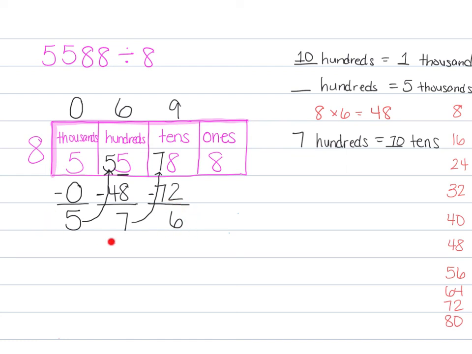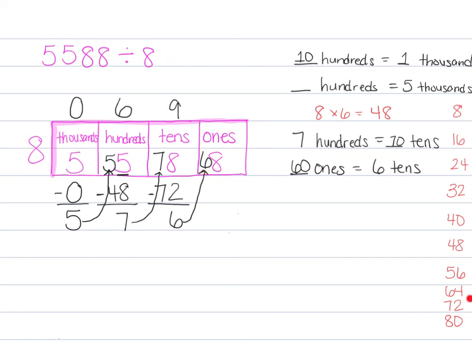We're doing a ton of regrouping in this problem. How many ones are in 6 tens? Do you know? Yeah, there are 60 ones in 6 tens. So we're going to regroup this 6 tens into 60 ones. We already have 8 ones there, so now we have 68. 68 divided by 8. Let's see how many groups we can make till we get close to 68.